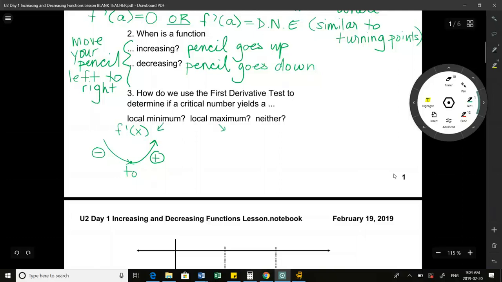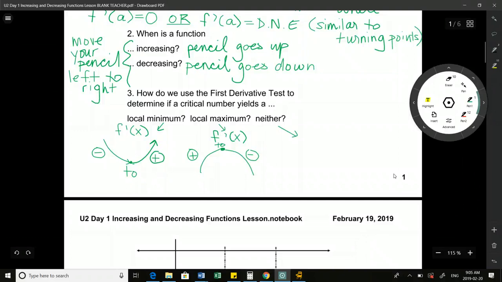Okay? If I have a local max, I will check to see if my derivative changes from a positive slope of a tangent to a negative slope of a tangent, right? So I'd be looking for a change from positive to negative to see if I have a local max. Now, if I have neither, I'll see that there is not a change from negative to positive or positive to negative. So maybe it's positive, positive, or negative, negative. That tells me that I have neither, okay?